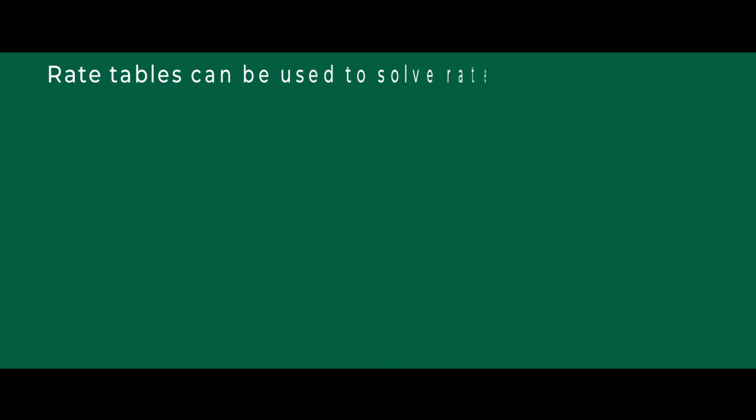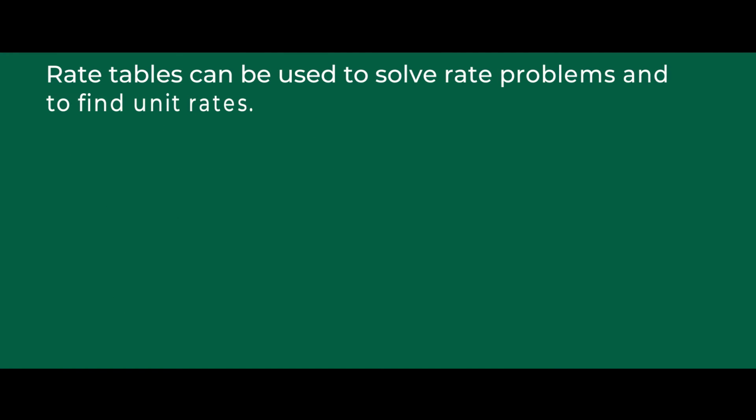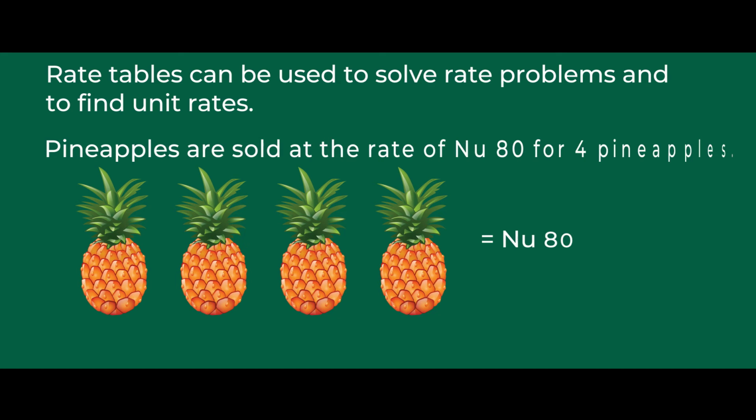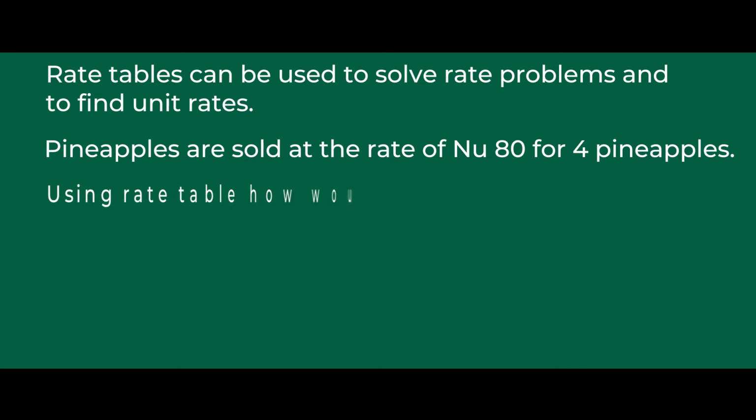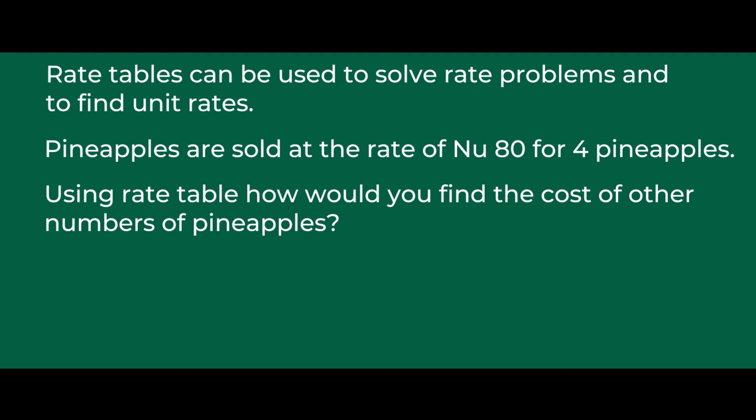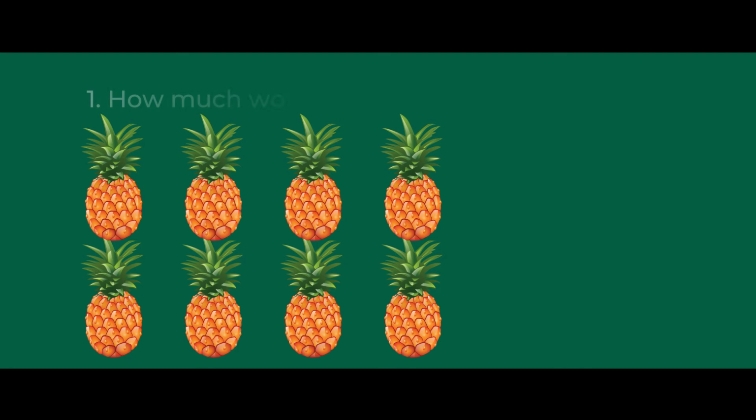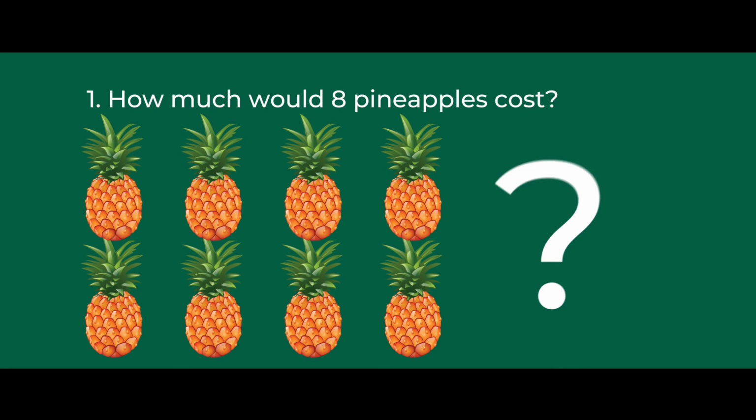Now we will look at how to solve rate problems using rate table. We have a situation here. So 4 pineapples cost Newton 80. Now here we are going to use the rate table to find out the cost of other numbers of pineapples. Question number 1. How much would 8 pineapples cost?